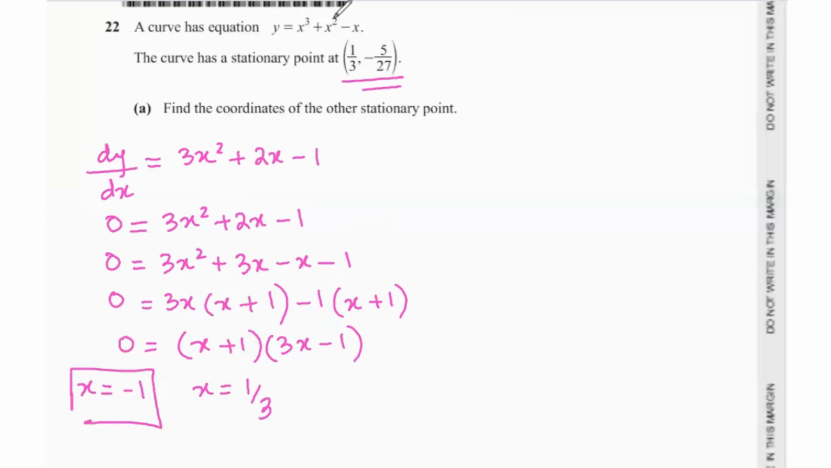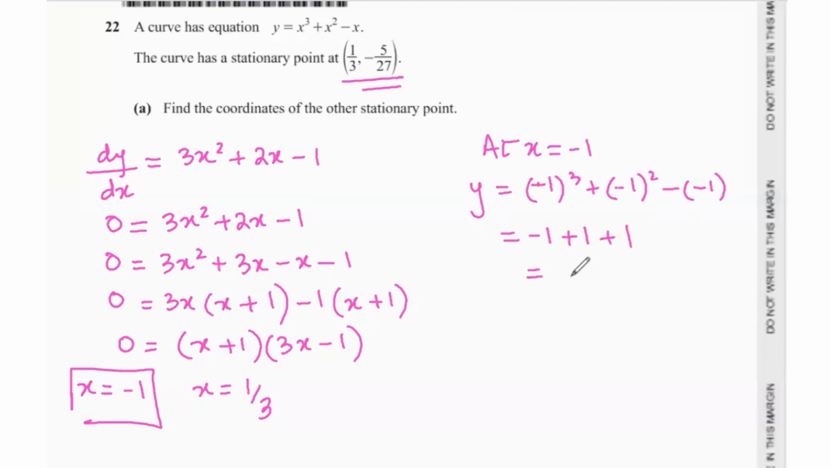Now we'll substitute this back into the original equation to find the corresponding y value. So at x equals negative 1, y is negative 1 cubed plus negative 1 squared minus negative 1. Negative 1 plus 1 plus 1, and that is going to be 1. So the other stationary point is (-1, 1). That's your answer.